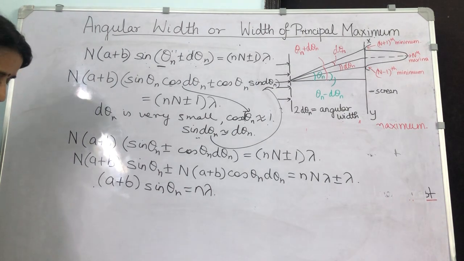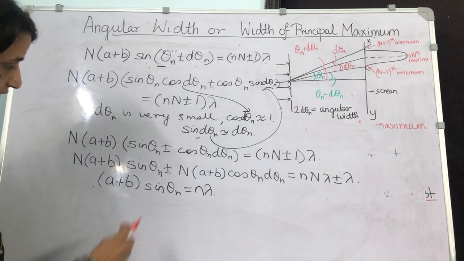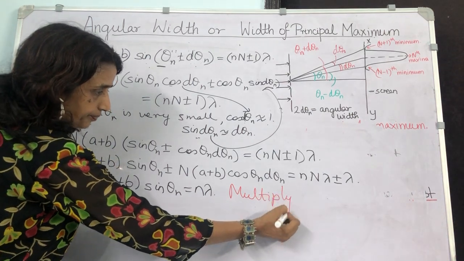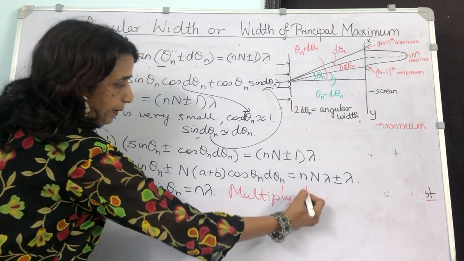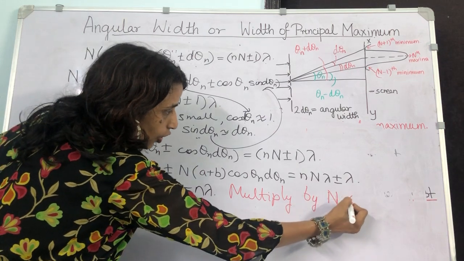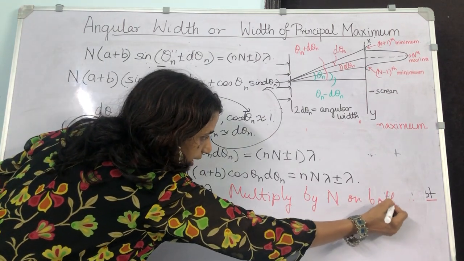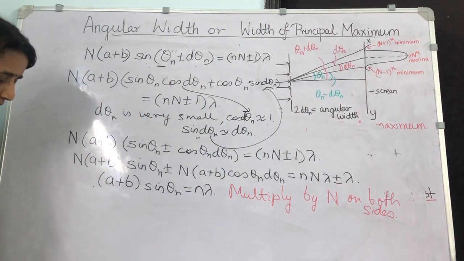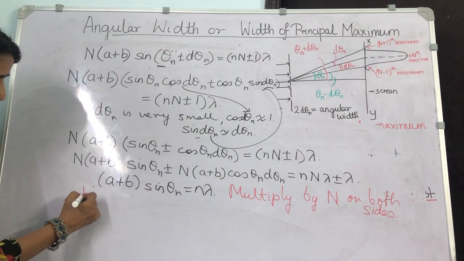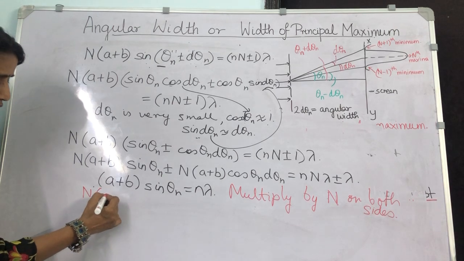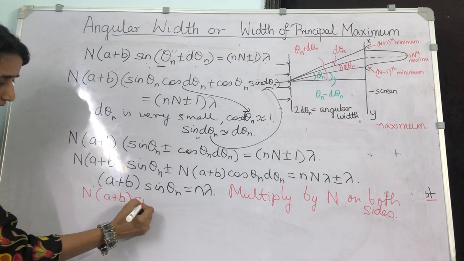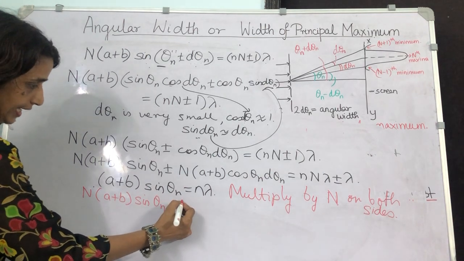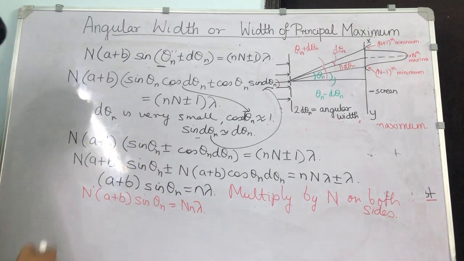Here we will play one trick. In order to simplify this expression, we will multiply this expression by N on both sides. So what do we get on multiplying it by N? We get N(a+b) sin θn = N nλ.